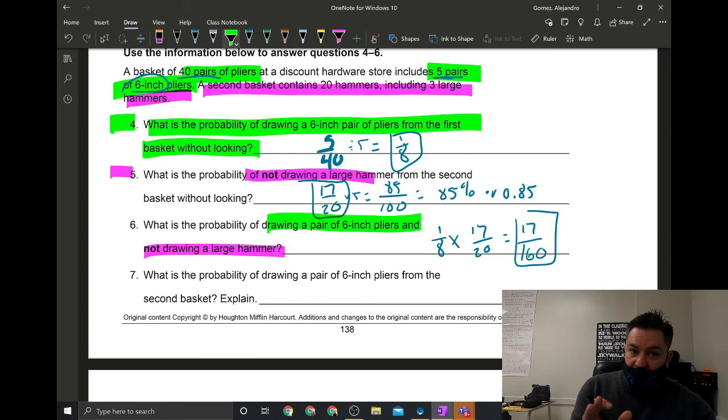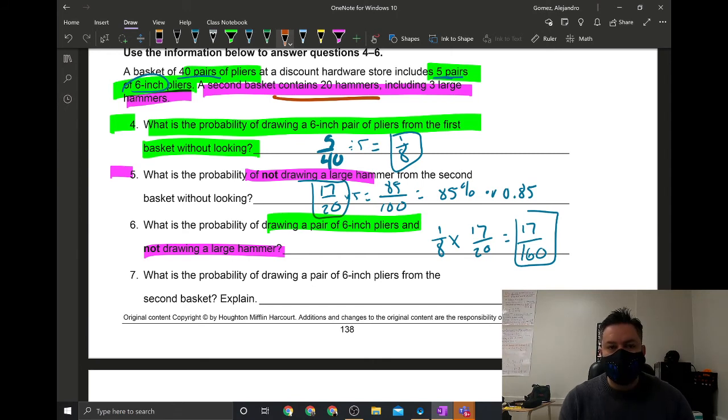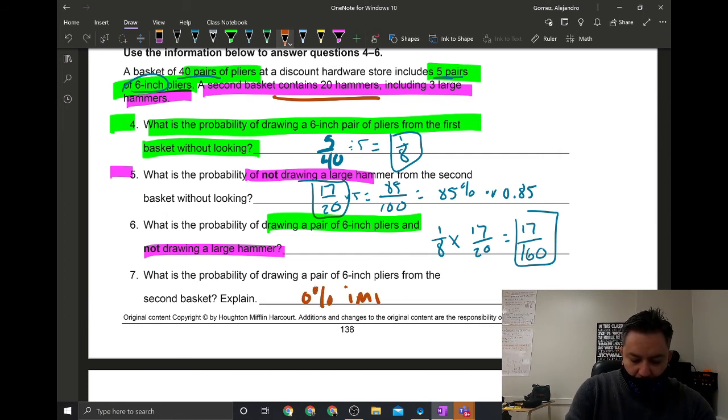This is the tricky question, okay? This is where we're going to try to trick you. Do we have any pliers on the second basket? No. So what is the probability of drawing a 6-inch pair of pliers from the second basket? Is that even possible? 0%. Impossible. Why? Because there's none. That's the main reason.